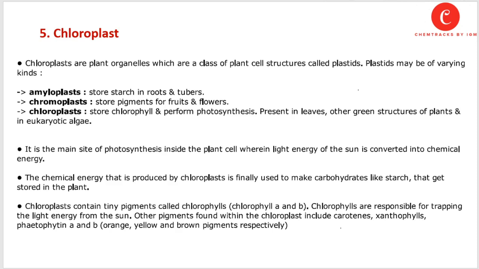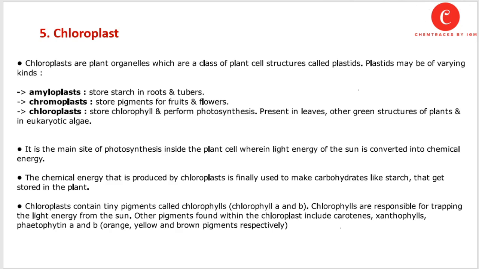Chloroplast. Chloroplast is the only cell organelle which is present only in plant cells, because chloroplasts are the sites where plants do their photosynthesis. Chloroplasts are plant organelles which are a class of plant cell structures called plastids. Plastids may be of varying kinds. Maybe they are amyloplasts, chromoplasts, or chloroplasts. Amyloplasts basically store starch in roots and tubers.